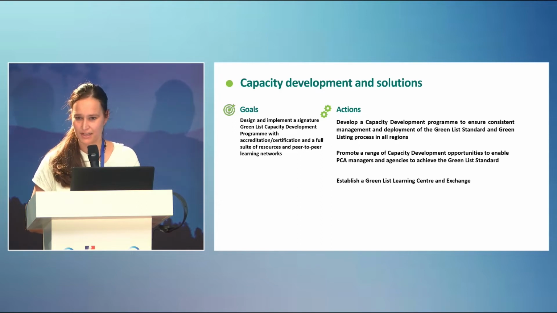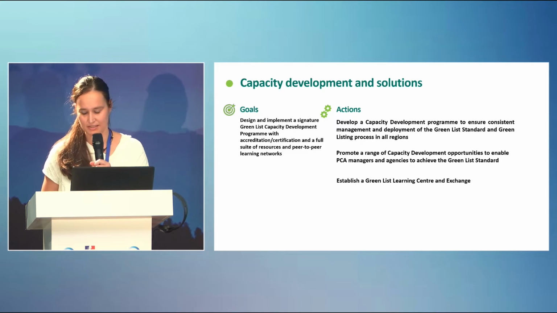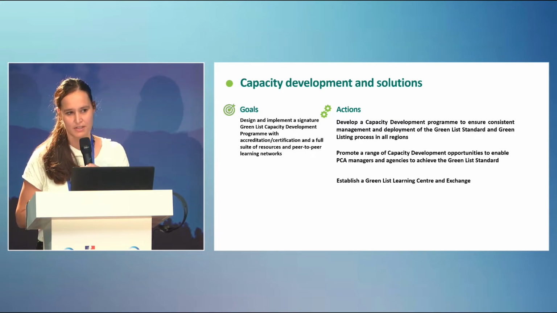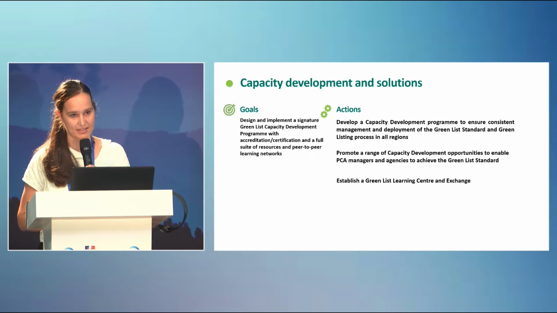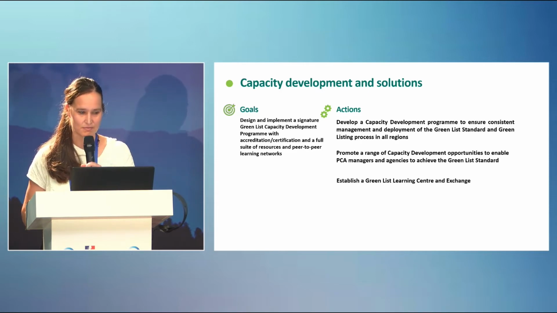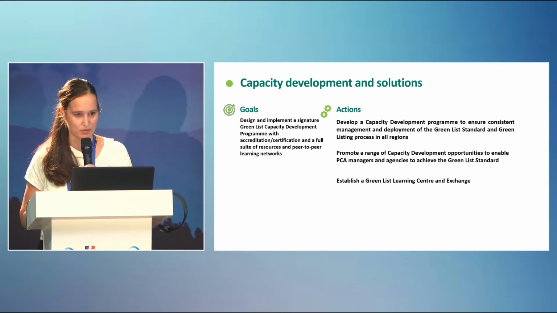And we've identified three main needs under this area of work. The first one is capacity development and training on the actual process of applying and going through the Green List and on the standard itself. And this is relevant to a smaller group of people, namely those who actually manage the process.